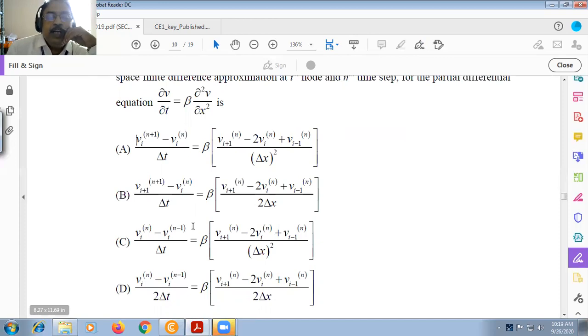This is forward, but this one is correct. This one is backward difference, and this one is a wrong one. Okay, this is not a central difference. So the only answer is A.